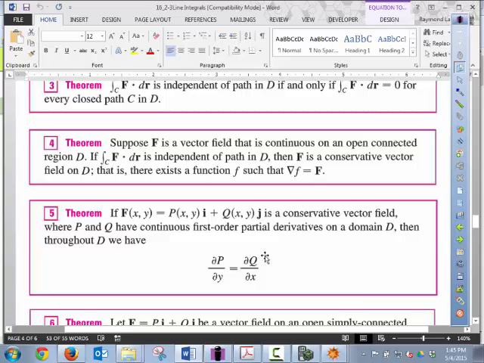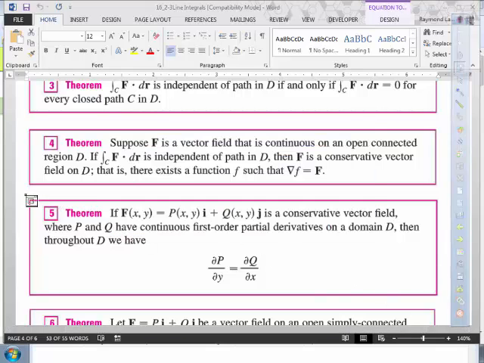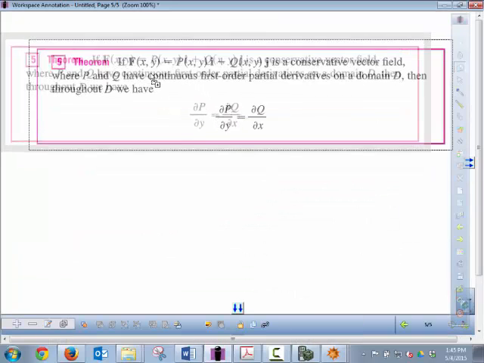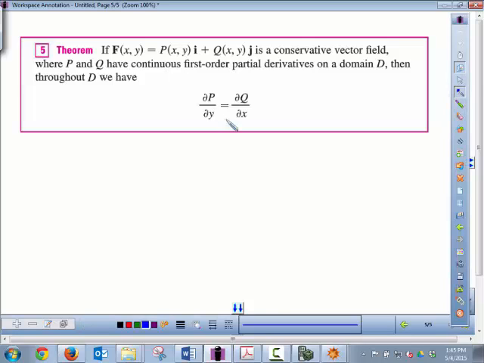For something that's a two-dimensional vector field, we found that the mixed order partials are equal, right? So this is the theorem associated with that.